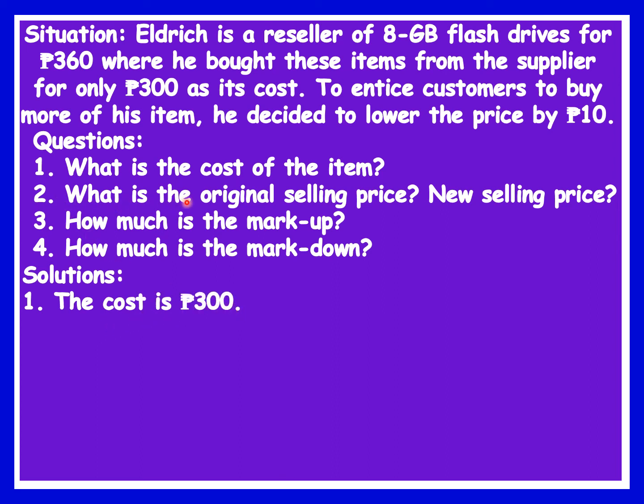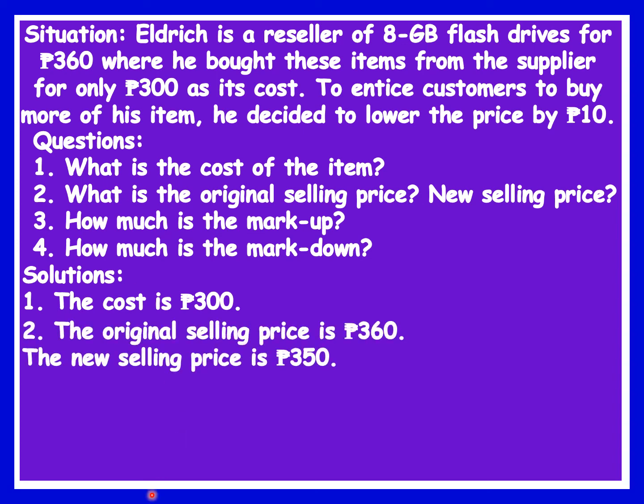Number 2, what is the original selling price and the new selling price? So the original selling price is 360 pesos. And since he wants to entice customers, he will lower the price by 10 pesos. 360 minus 10 pesos is 350 pesos. Therefore, the original selling price is 360 pesos and the new selling price is 350 pesos.